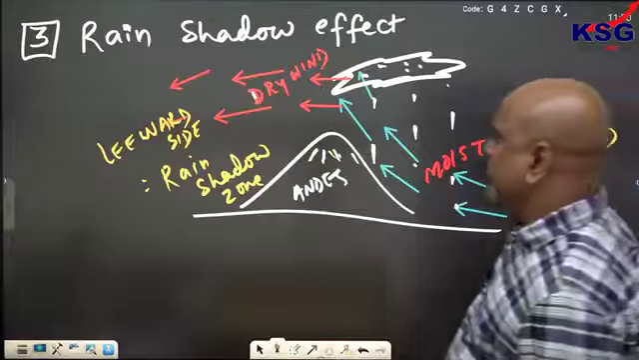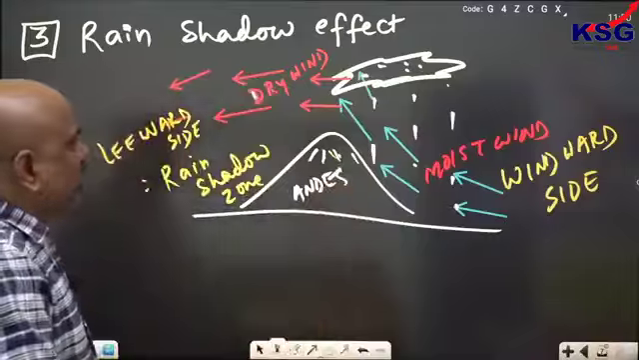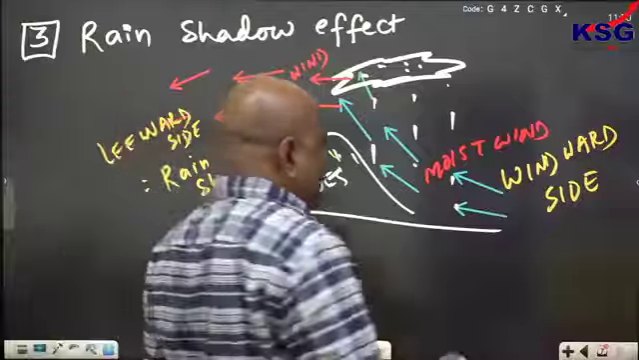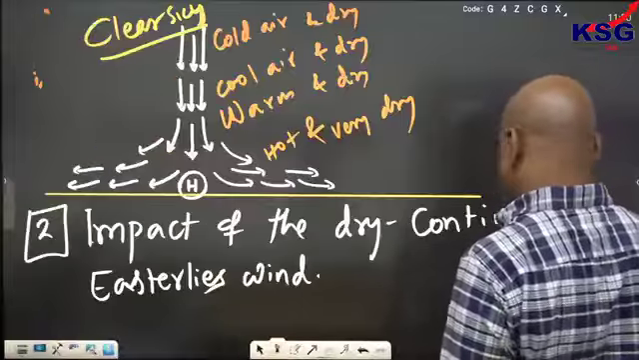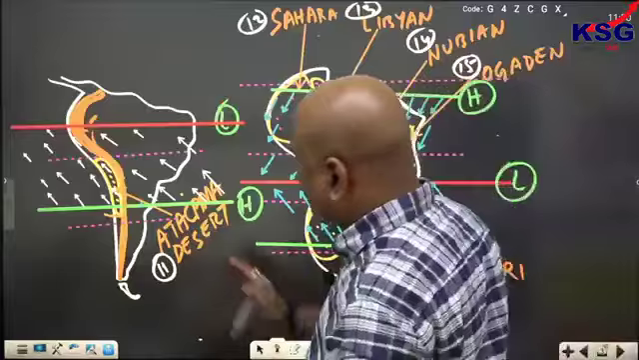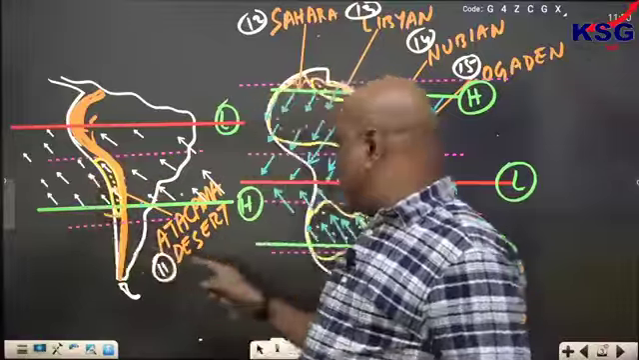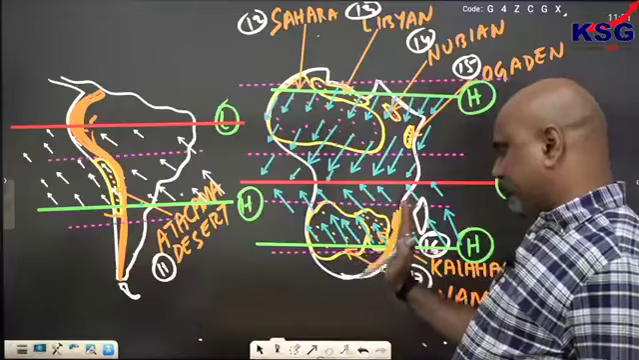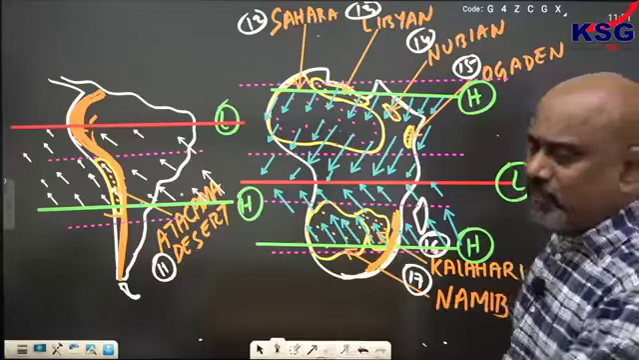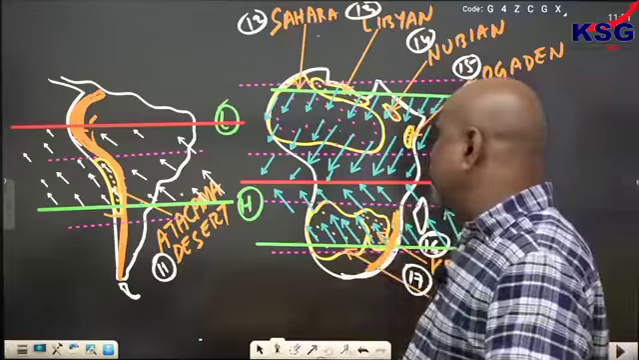Rain shadow effect is due to the presence of the mountain, here mountain. Okay, rain shadow effect. आपका ये जो रीजन्स हैं, आप देखिए रेन शेडो इफेक्ट में कैसे होंगे. Here it is a mountain, so rain shadow effect हुआ इधर. This is Drakensberg mountain. Drakensberg. If you remember, in the mapping also you have done. Today I will go for mapping also. This is a Drakensberg mountain. For this side you have rain shadow.